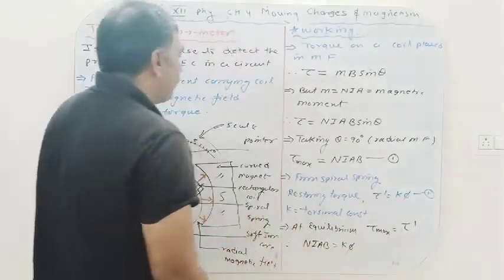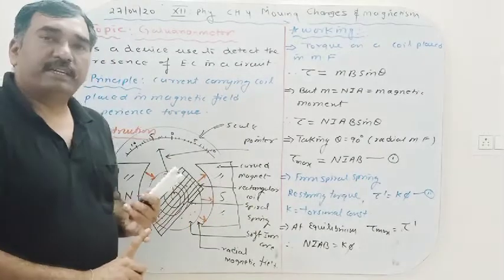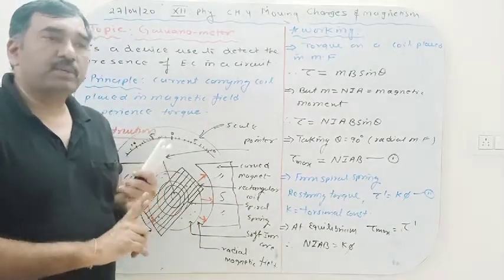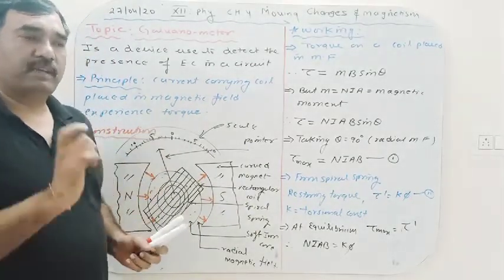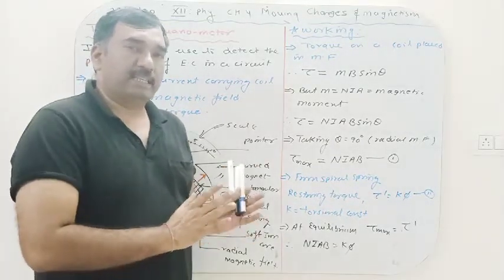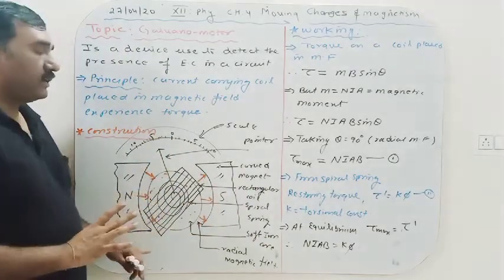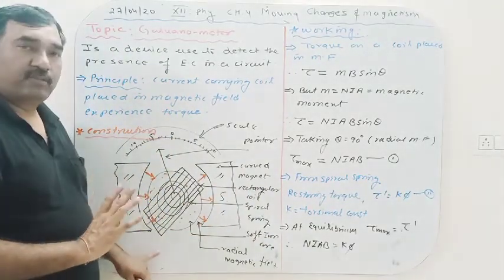Let us review this once again up to here. What is a galvanometer? A galvanometer is a device which is used to detect the presence of electric current in a circuit. What is the principle of the galvanometer? When a current carrying coil is placed in a magnetic field, it experiences torque. This is the principle of the galvanometer. Here is a rough construction of a pivoted coil galvanometer.